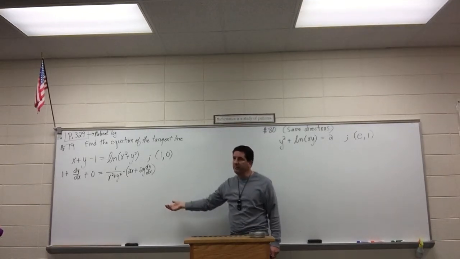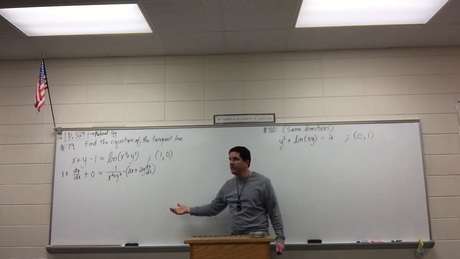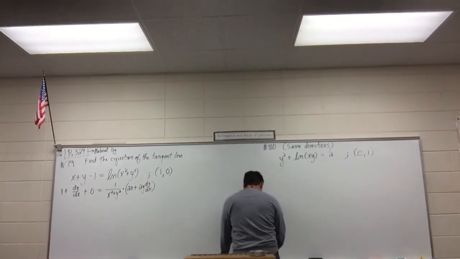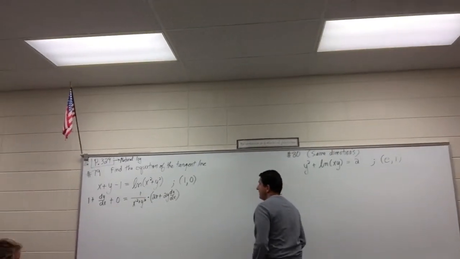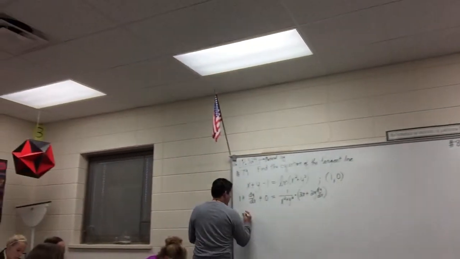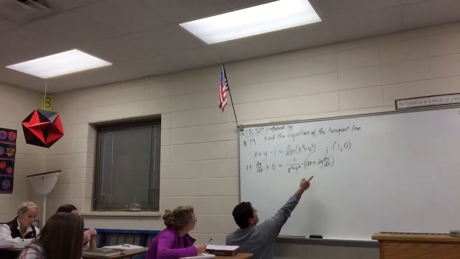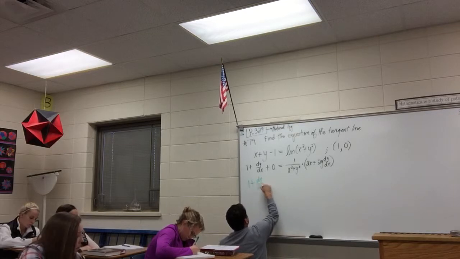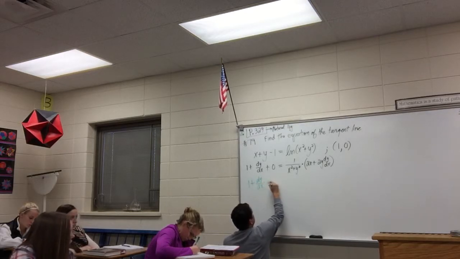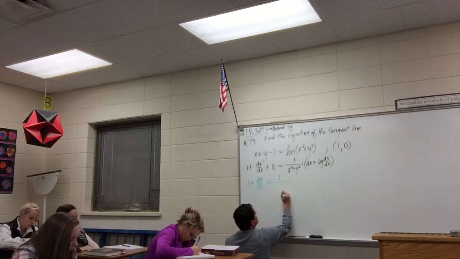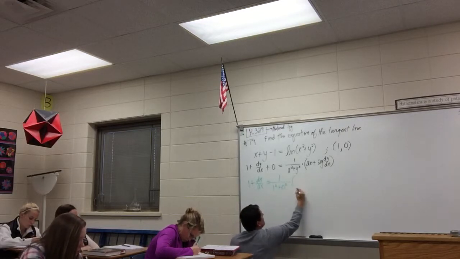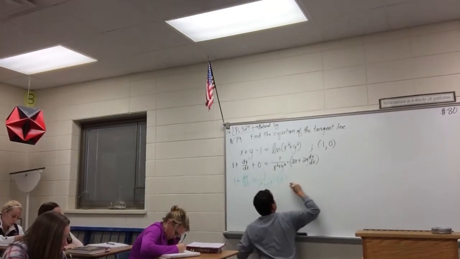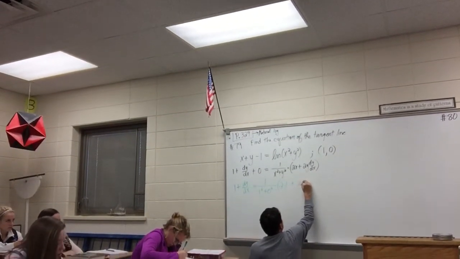And then the only thing that's going to be left is dy/dx that I could just solve for. It's going to be a faster way to get to the value of the derivative. So let's do it. Everywhere you see an x or a y, we're going to plug in the 1 or the 0. So this is 1 plus dy/dx equals 1 over 1 squared plus 0 squared times 2 times 1 plus 2 times 0.